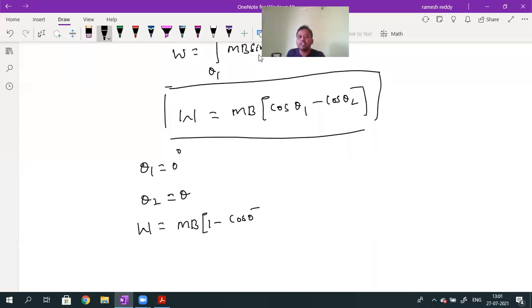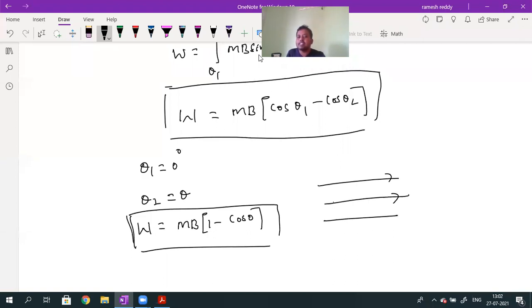So this is the expression for work done for rotating the bar magnet. Initially the bar magnet was in the direction of B bar, the external uniform magnetic field. One bar magnet is there in the direction of B bar. Here is the north pole and here is the south pole.